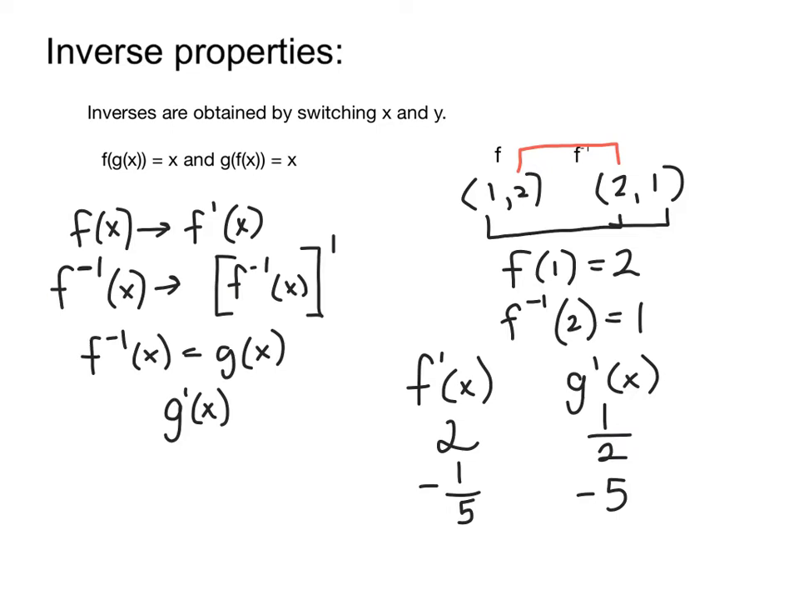So to recap, number one, the concept of a function and its inverse is that the x's and y's are switched, or the x of a function is the y of the inverse. And then number two, the derivatives or slopes of a function and its inverse are reciprocals of each other.